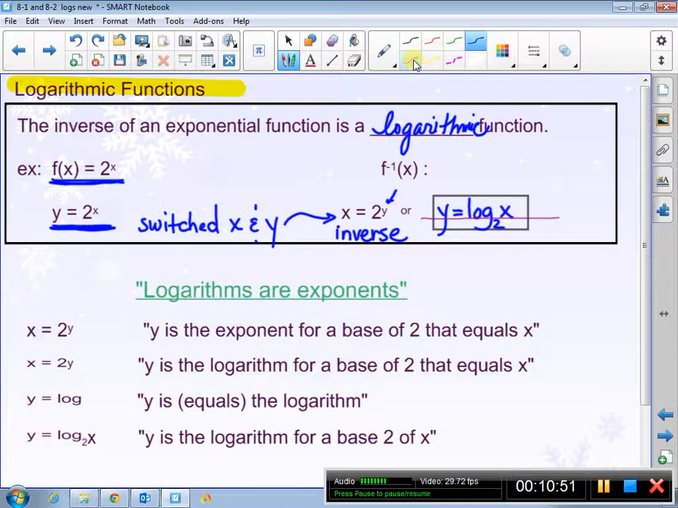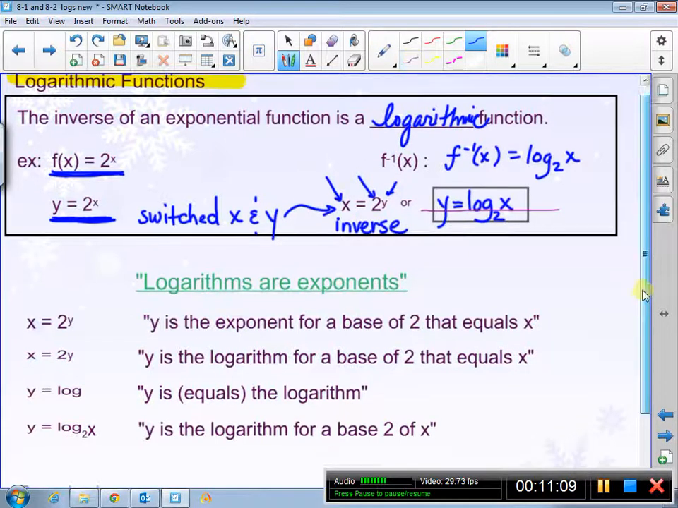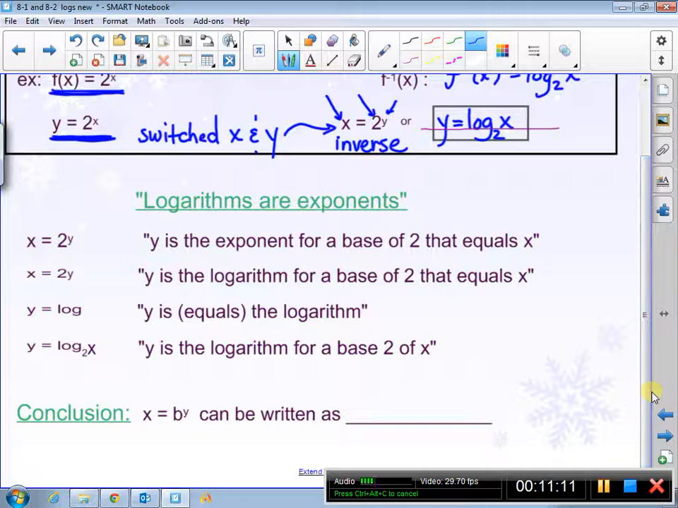So our inverse function then is log base 2 of x. The base comes from this number. The x comes from what the other side is. So let's work with this. Let's work with going back and forth.